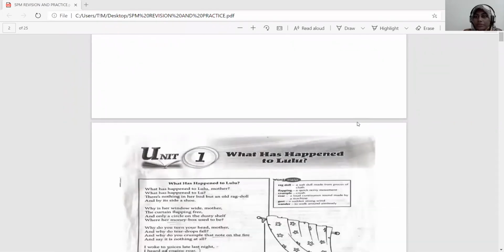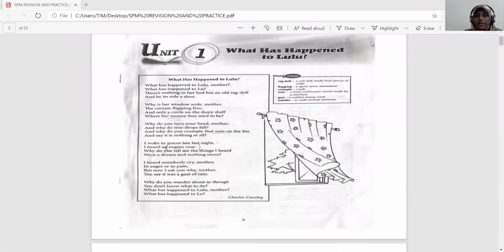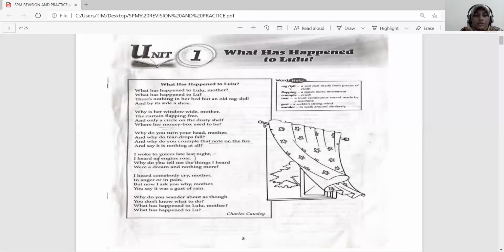The first poem will be What Has Happened to Lulu? All right. I think you're able to see, right? Is it clear? Okay, so let's look at the first stanza. The first stanza is about questioning. The persona is the little brother or the little sister of Lulu, and he or she is actually confused about what happened to his sister. What has happened to Lulu? You can see that the persona is asking the mother the same question because he or she doesn't know the whereabouts of his or her sister.